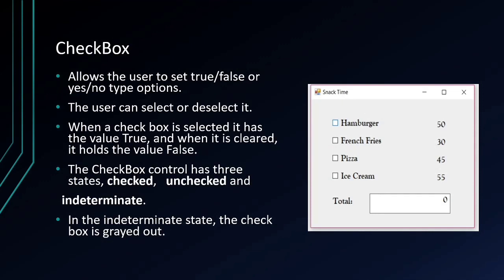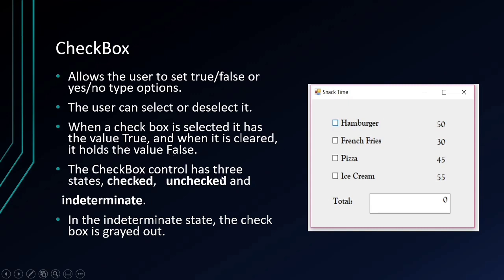Checkbox. It allows the user to set true or false, or yes or no type options. The user can select or deselect it. When a checkbox is selected, it has the value of true, and when it is cleared, it holds the value of false. Unlike the radio button, we can have it check or uncheck on our runtime. However, for the radio button, once clicked, it will have the default value of check.